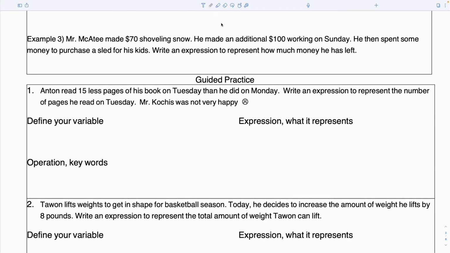He then spent some money to purchase a sled for his kids. Write an expression to represent how much money he has left. Annotate first and think, am I adding or am I subtracting or both? Evens, raise your hands. Evens, am I adding or subtracting? Turn and talk. 20 seconds. Go.